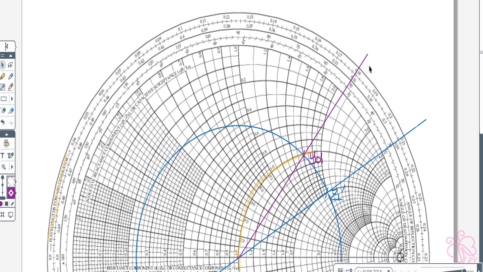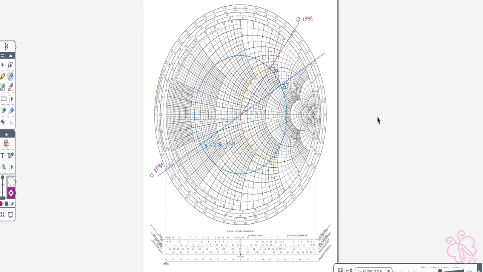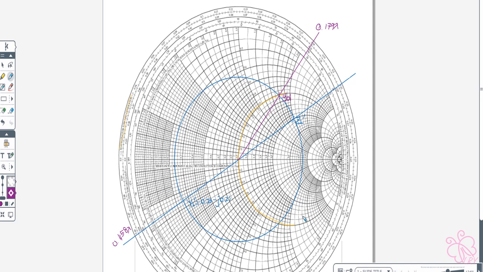So I will take it as 0.179 lambda. Okay, 0.179 lambda. So we need to calculate what is the distance from YL prime to YD.